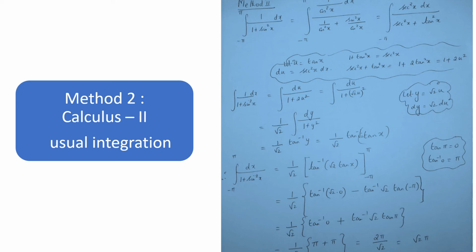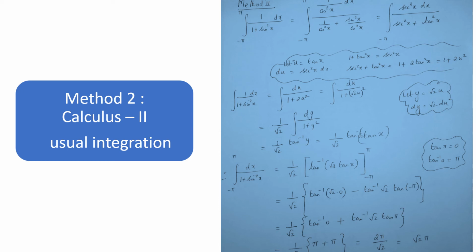Again, if I take a substitution for root 2 times u as y, my dy is root 2 du. So this whole integral can be 1 by root 2 tan inverse of y. But what is my y? y is root 2 u and my u is tan x. So it is 1 by root 2 tan inverse of root 2 times tan x between the limits negative pi to positive pi.